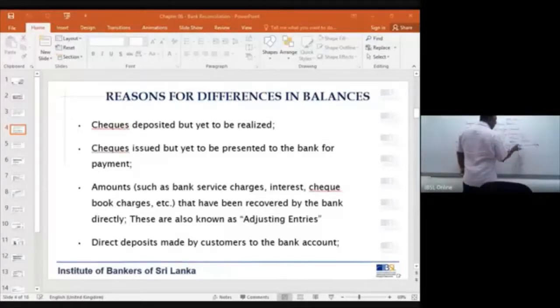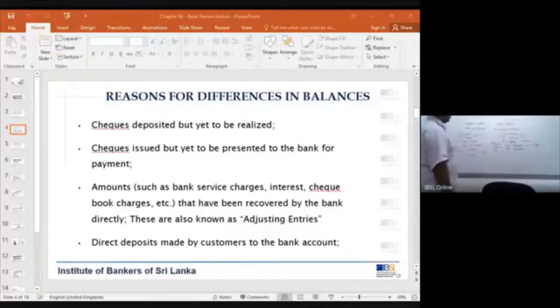So why has it not come? Because this person has not presented it. He can only present it after 10th of August or maybe on the 10th of August because he has left the check and gone abroad. So this scenario is known as checks issued but not yet presented. We call these unpresented checks, or unrealized checks. The two classic scenarios.